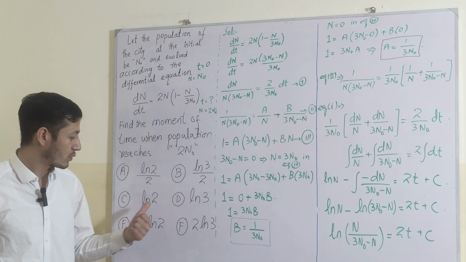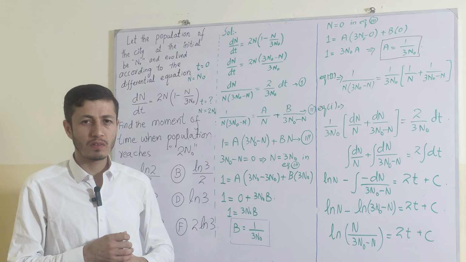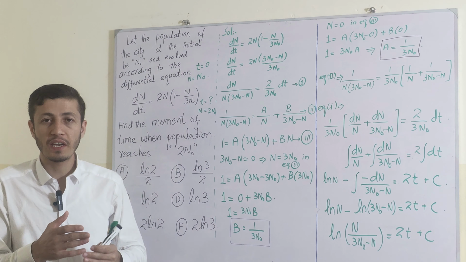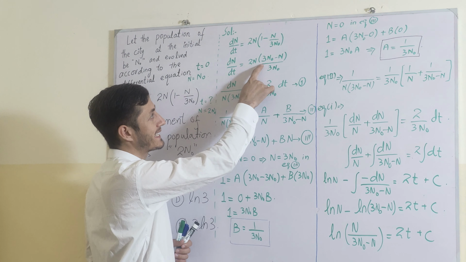∂n/∂t = 2n(1 − n/(3n naught)). By arranging the right hand side of the equation, 3 n naught becomes the LCM, and it gives us 2n(3n naught − n)/(3n naught). By rearranging the terms, the n terms on one side and the constant terms on the other side, it becomes 1/(n(3n naught − n)) dn on one side, and 2/(3n naught) dt on the other side, which is a constant term. Let's say it is equation 1.